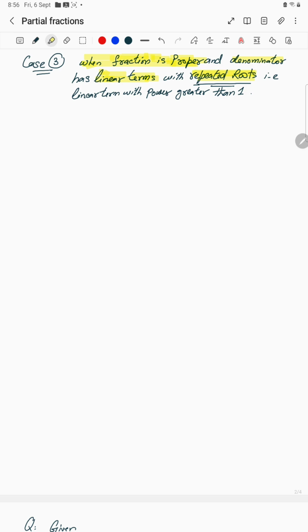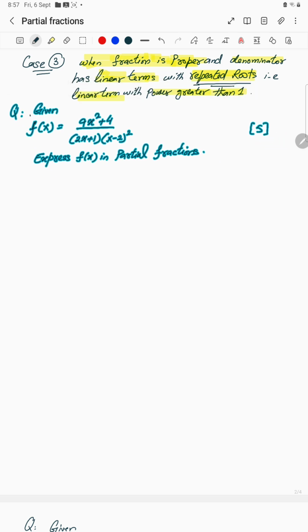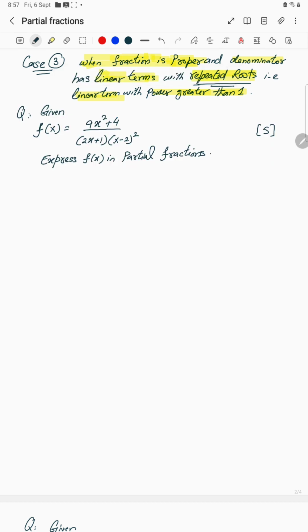Repeated roots mean the linear term with power greater than 1. Let's do one question from a past year paper to help out this case. So here goes the question. The question states, given the function f of x equals 9x squared plus 4 over (2x plus 1)(x minus 2) whole square.